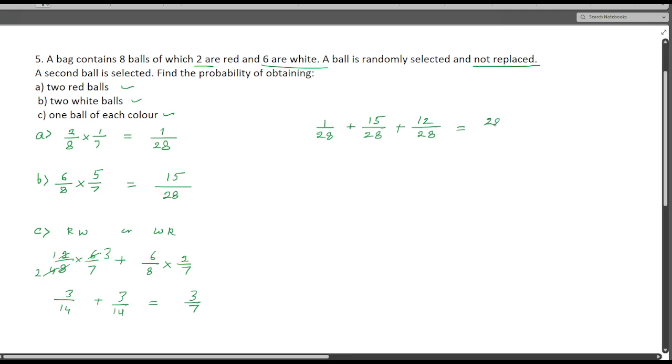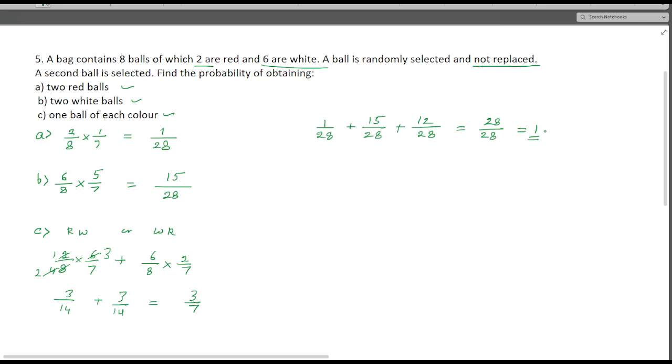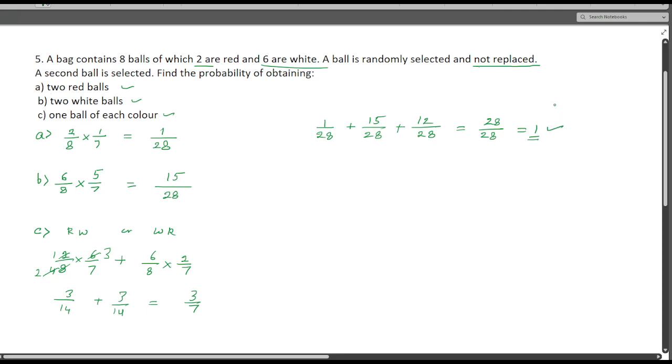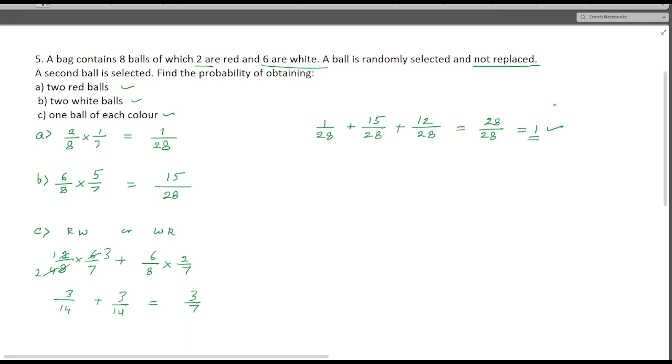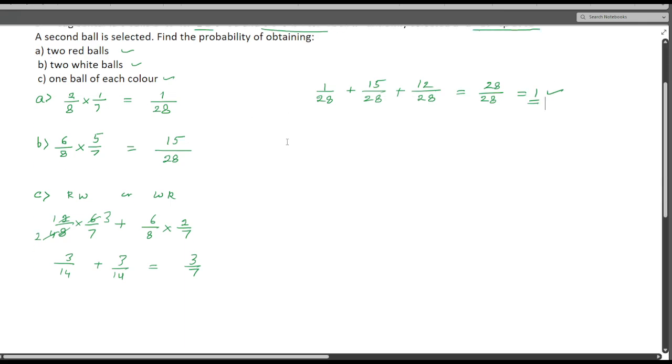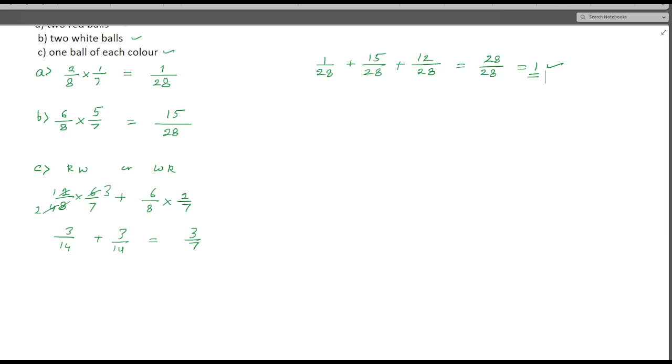So your numerator will be 28, denominator is also 28. You will get result as 1. So when your events are such that when we consider them all, we get all possible combinations, in that case my total possibility is going to be 1. Okay, this is a check for you to understand that whatever you are doing is correct.